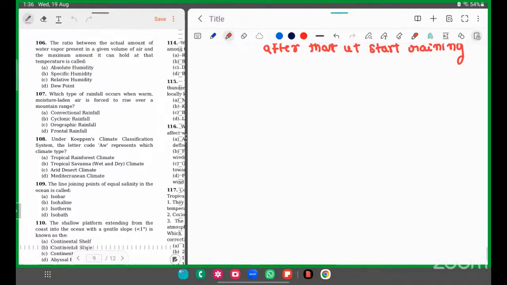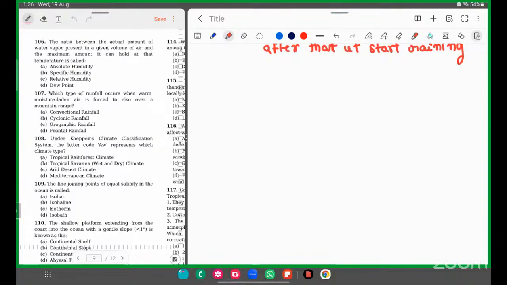Coming to the next question, which type of rainfall occurs when moisture laden air is forced to rise over a mountain range? So the answer of this will be orographic rainfall. Let us understand what orographic rainfall is. This is the type of rainfall that happens when warm, wet air hits the mountain, moves up, cools down and turns into rain.